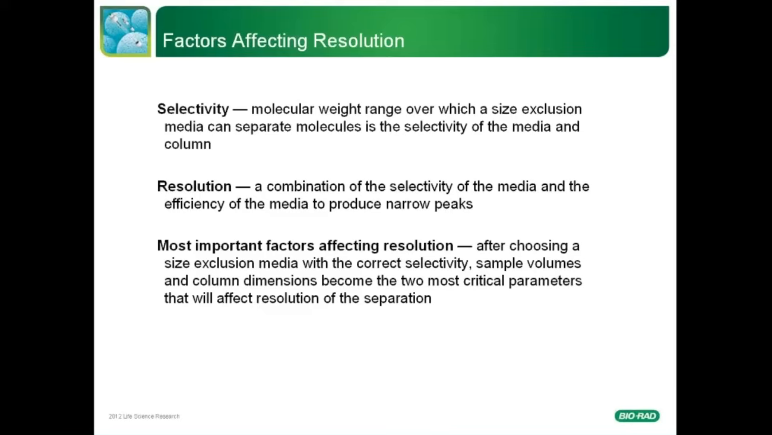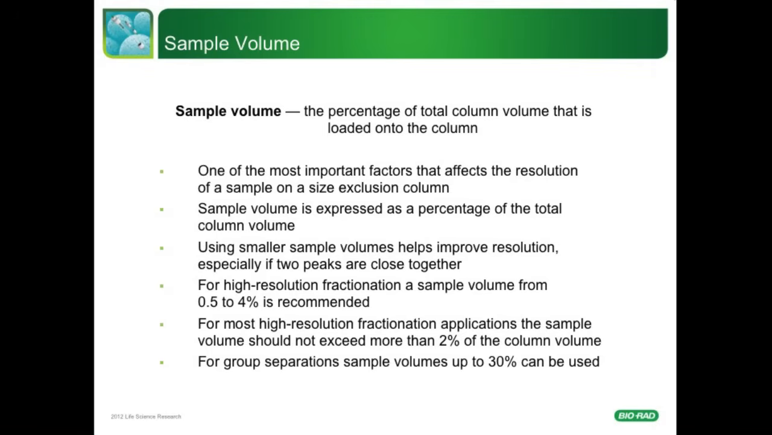Most important factors affecting resolution. After choosing a size exclusion media with the correct selectivity, sample volume and column dimensions become the two most critical parameters that will affect resolution of the sample. Those are two very important concepts to be familiar with. And since sample volume is so important, I'm going to review it here in a little more detail.